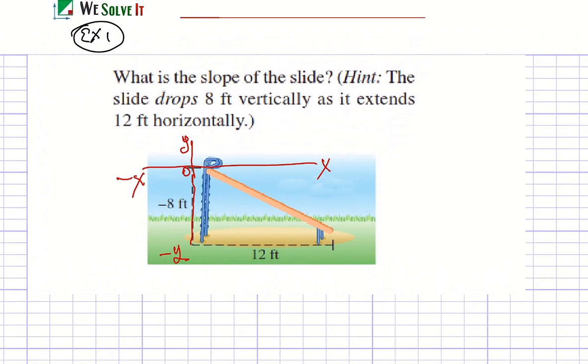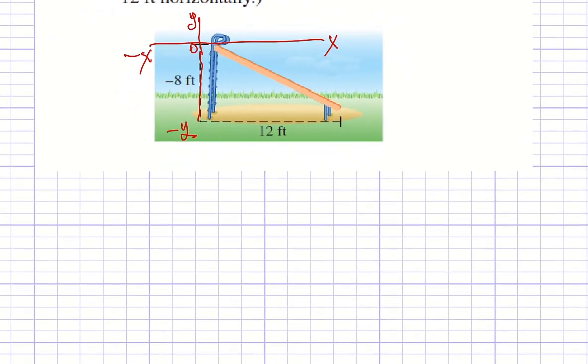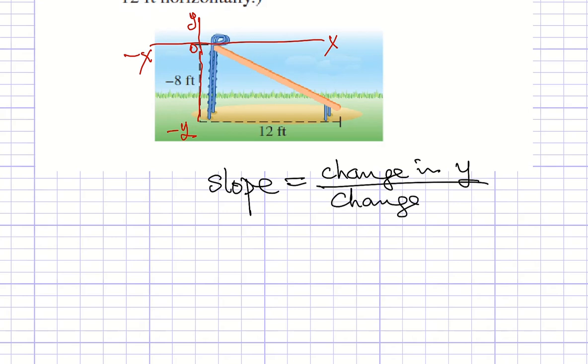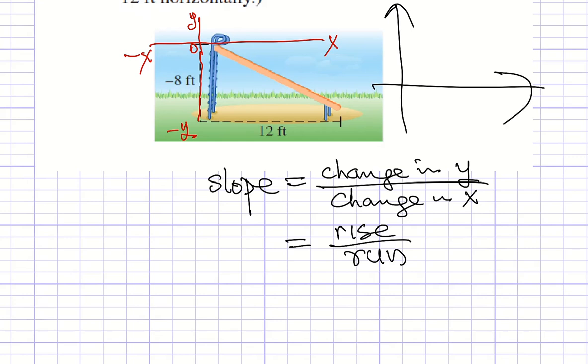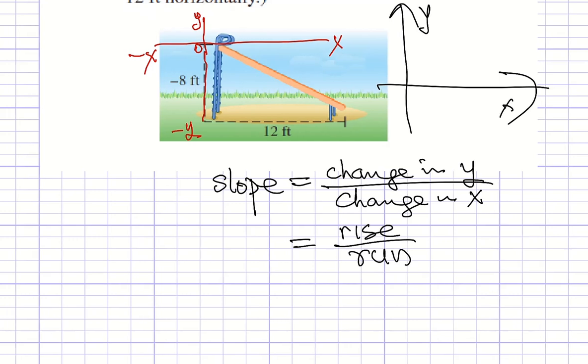Anyway, let's solve it. They say, what is the slope of the slide? Let's solve this. It's not that difficult. What is slope? You remember? We did a lot of this. Slope is equal to, remember, change in y over change in x, okay? The same thing as rise over run. You remember that? Rise is going up like that. That's the y-axis. Run is going across like that. That's the x-axis, okay? X, run, y, rise, okay?